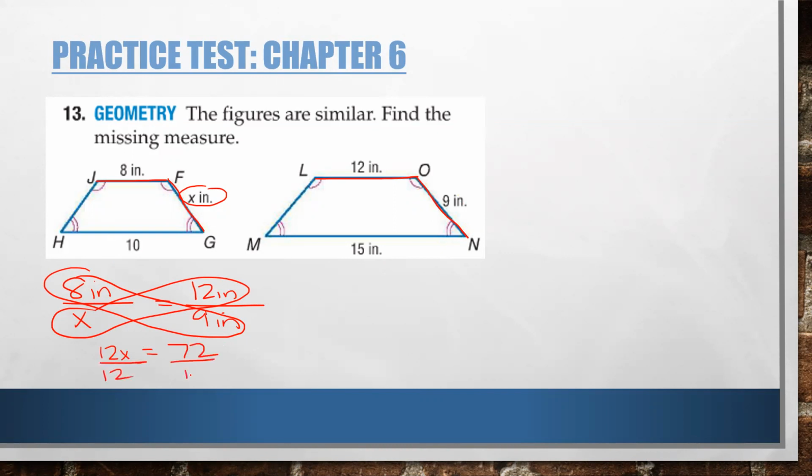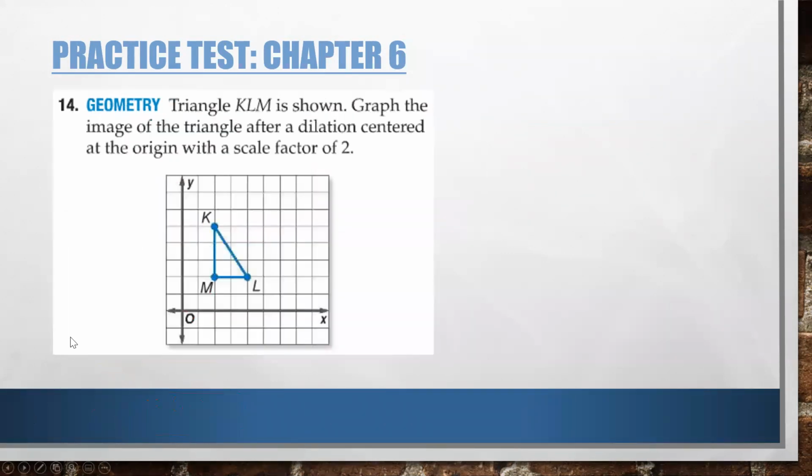Divide both sides by 12, and x is equal to 6, and these are inches. Okay? All right. Next problem, number 14, says triangle KLM is shown. Graph the image of the triangle after a dilation centered at the origin with a scale factor of 2.